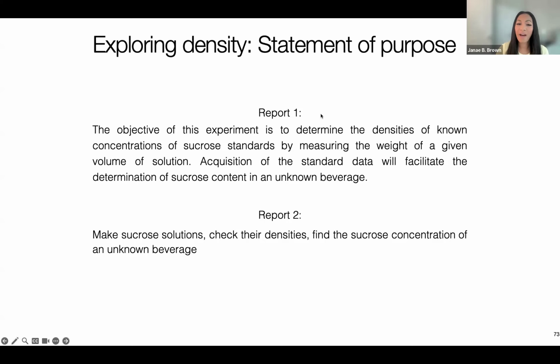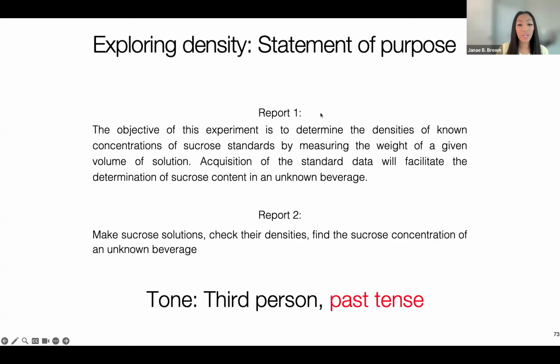But this doesn't come without flaws, because the tone that we're looking for is third person past tense. And there are different tenses that are included here. For instance, "the objective of this experiment is to determine," or "acquisition of the standard data will facilitate the determination of sucrose content." And so you want to make sure that you use the appropriate voice in your writing so that you can get that full credit. Even though this is overall giving a sense of what the experiment was about and why you did it, the only big red flag I'm seeing is the tense.